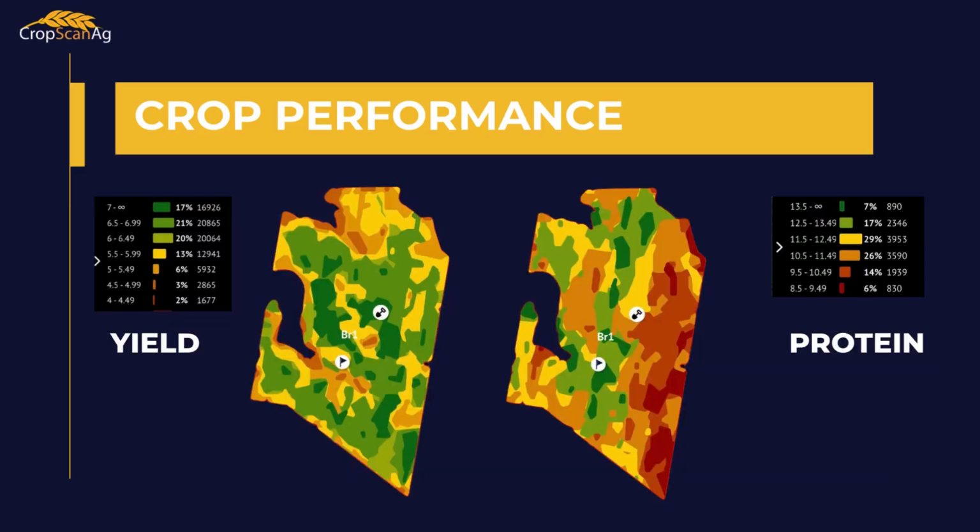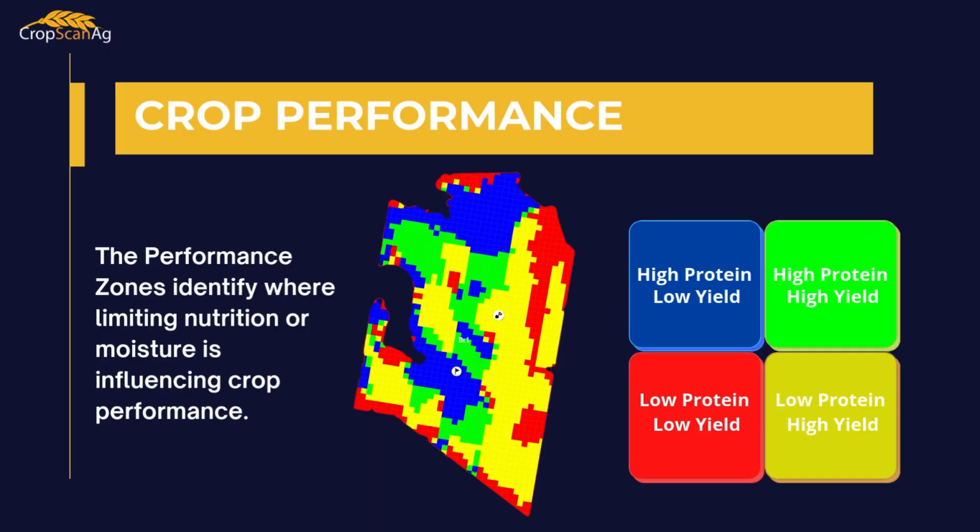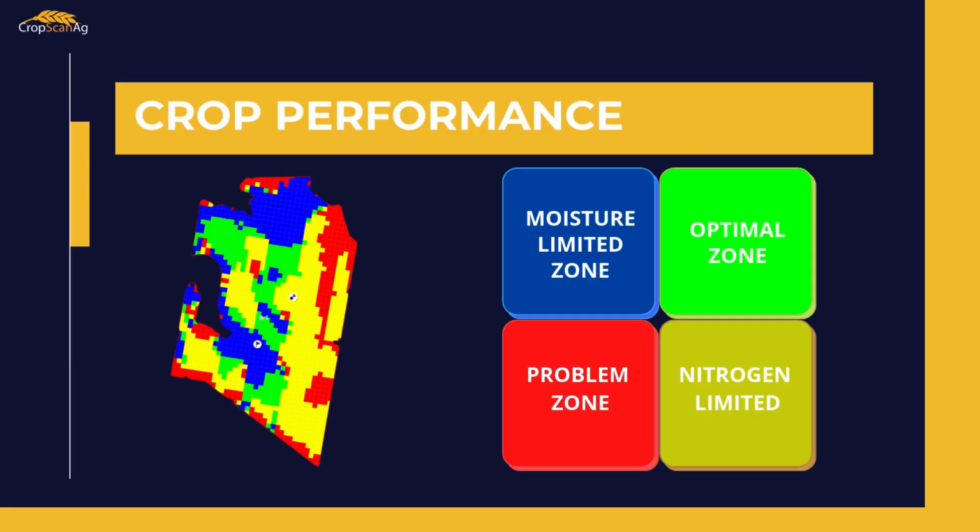By overlaying protein data onto yield maps, we unlock insights that yield data alone can't provide. This creates our protein by yield correlation quadrant map. Each quadrant tells a different story. Is your crop nitrogen limited, or was it held back by moisture stress or subsoil constraints? With protein data, we can see the why behind the what.